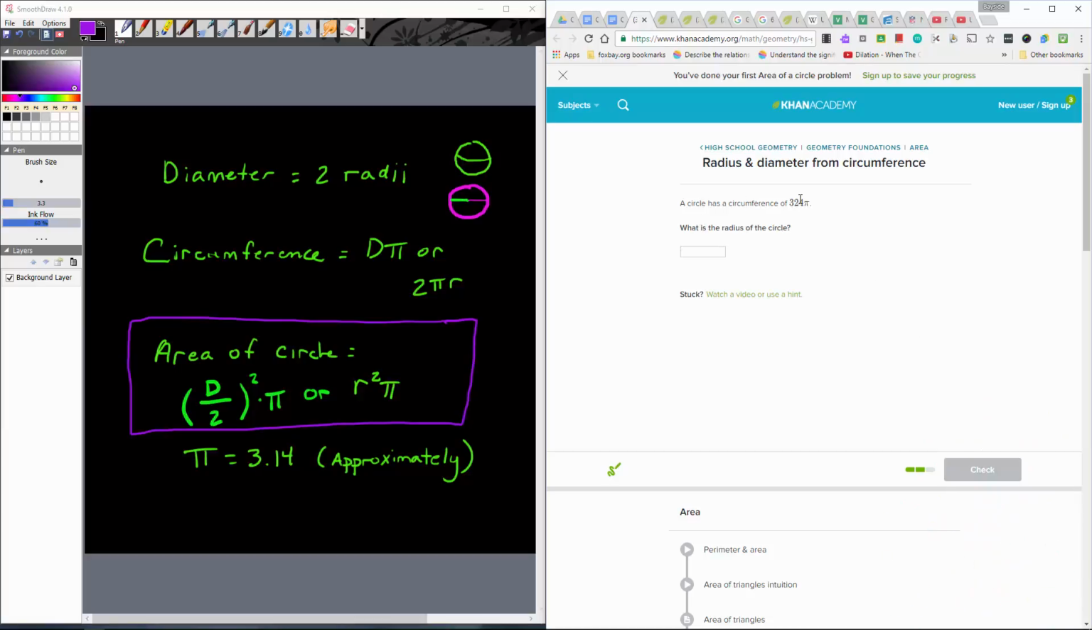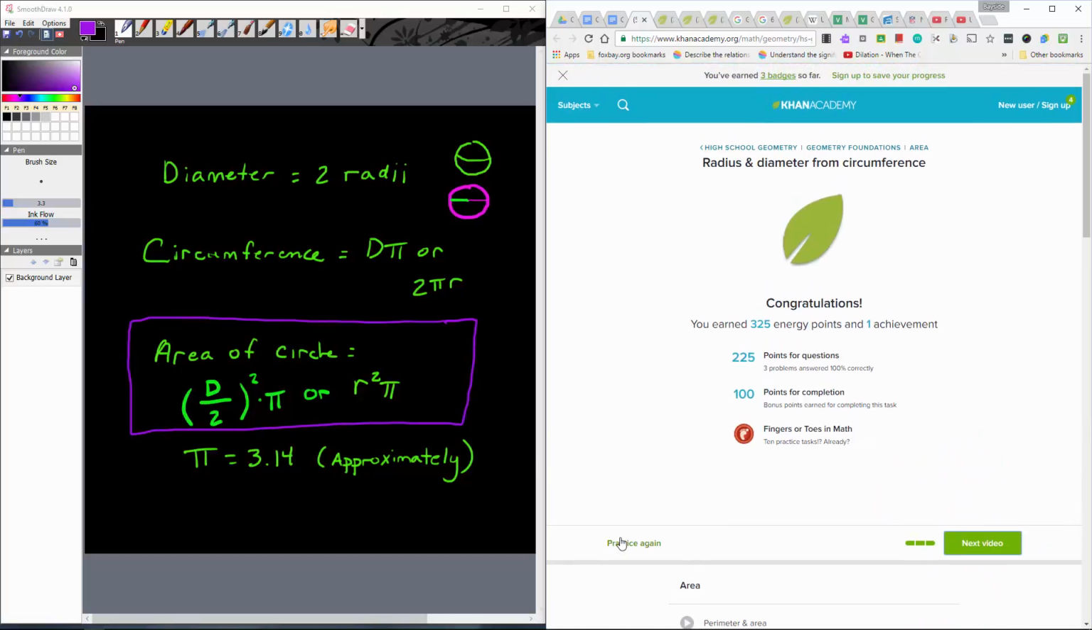This one says, what is the radius? Now we know that, of course, the circumference is 2 pi r. So I get rid of the pi right away. And I know that the radius will have 2 of these, so I have to divide this number by 2, right? So 324 divided by 2. So that's 150 plus 12 maybe. So 162.